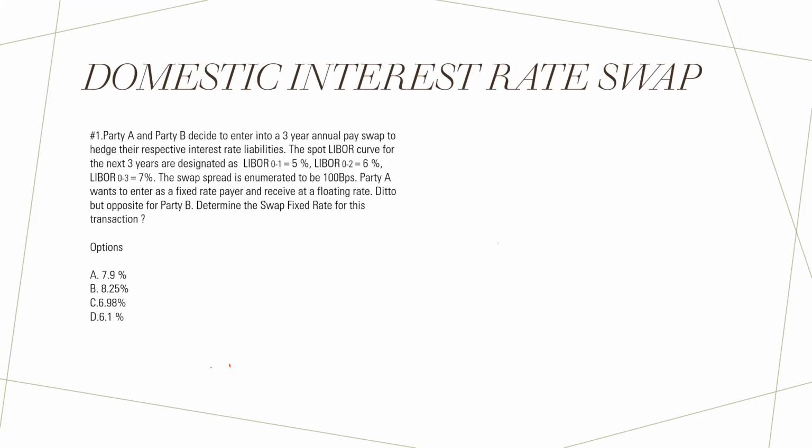Okay. Party A and Party B decide to enter into a 3-year annual pay swap to hedge their respective interest rate liabilities. The spot rate curve for the next 3 years is designated as follows. The spot rate for the time period between 0 to 1 year is 5%. That of 0 to 2 years, that is the 2-year spot rate, is 6%, and 3 years is 7%. The swap spread is enumerated to be 100 basis points. Party A wants to enter as a fixed rate payer and receive at a floating rate, and ditto but opposite for Party B. Determine the swap fixed rate for this transaction.